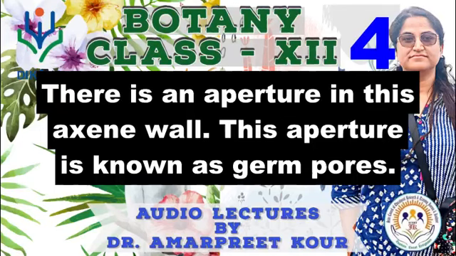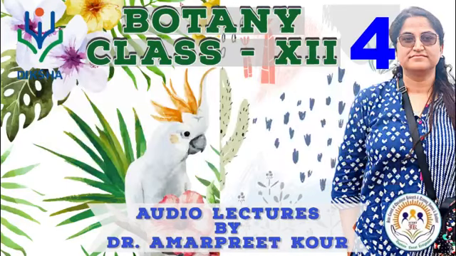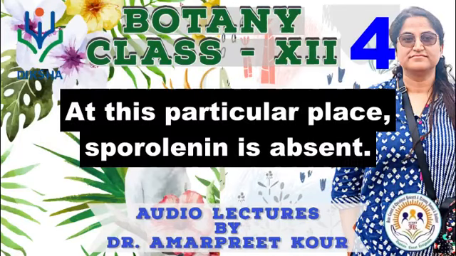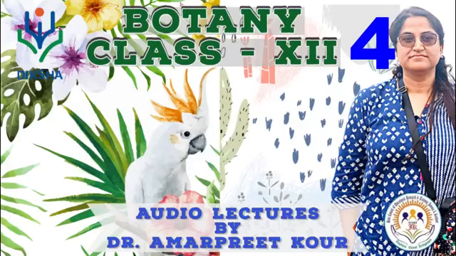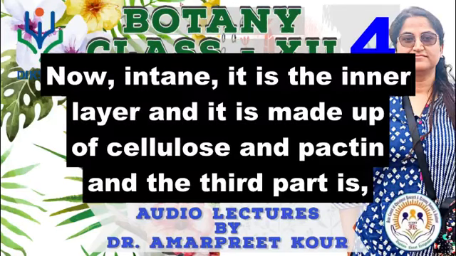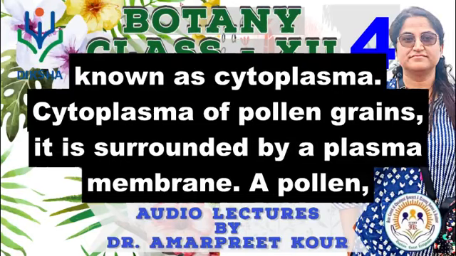This aperture is known as germ pores. At this particular place, sporopollenin is absent. Now, intine. It is the inner layer and it is made up of cellulose and pectin. And the third part is known as cytoplasm. Cytoplasm of pollen grains is surrounded by a plasma membrane.